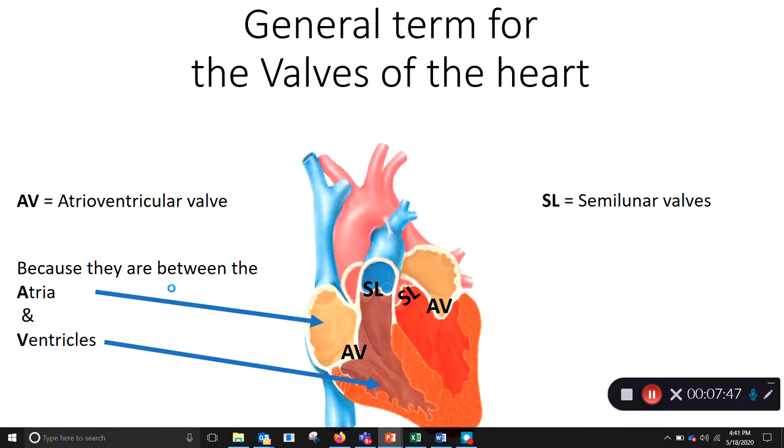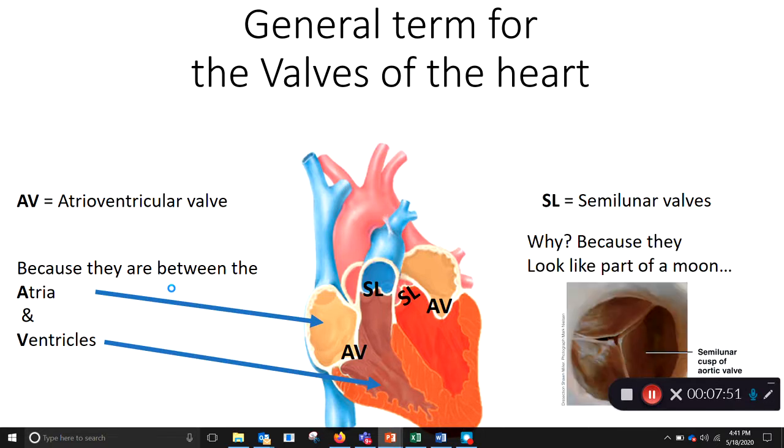The semilunar valve sort of makes sense. Why is it called the semilunar valve? If you take a look, it kind of looks like a crescent moon. If I were to move this SL, you would notice that it is cut down by a frontal plane, and it has sort of a crescent moon to it. It has a semilunar look to it.